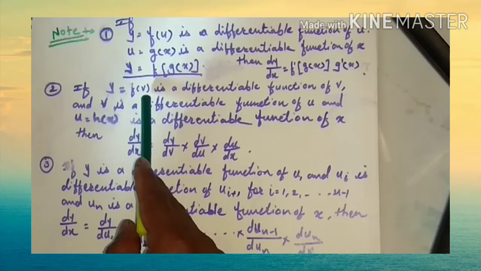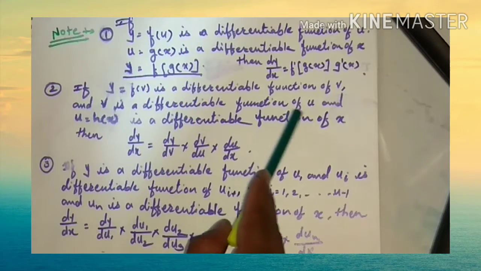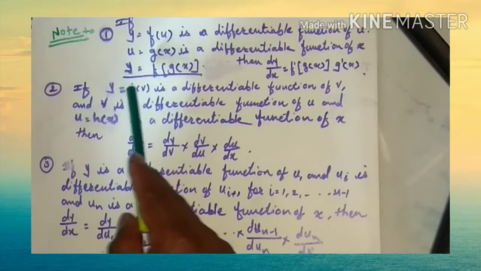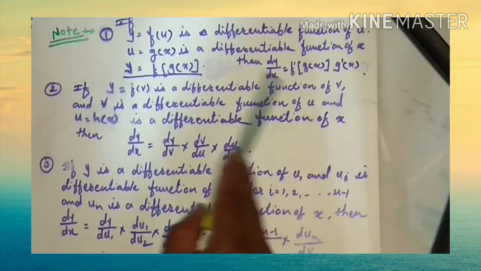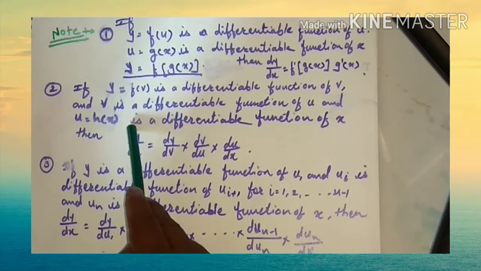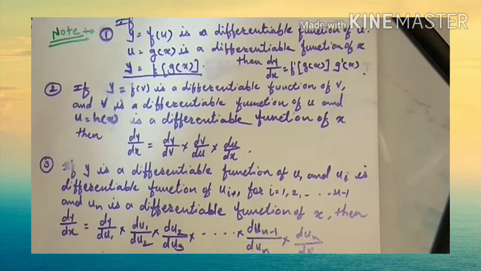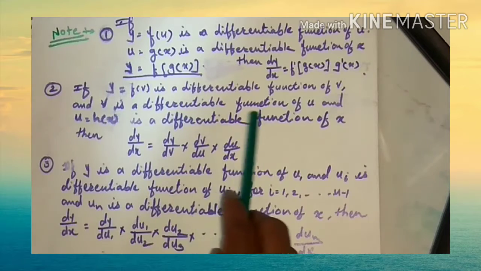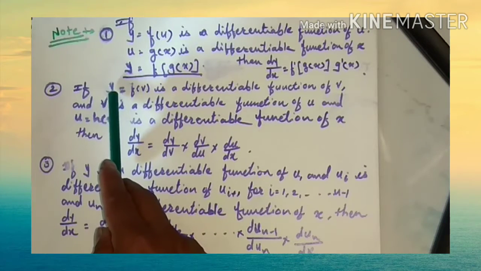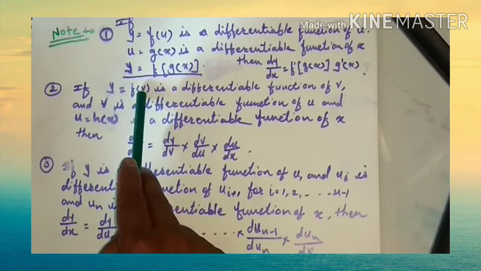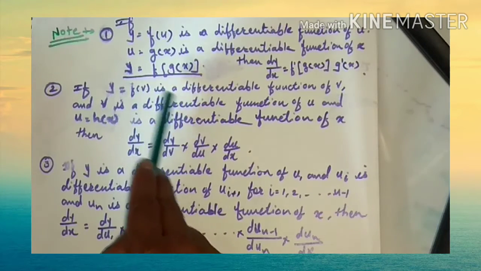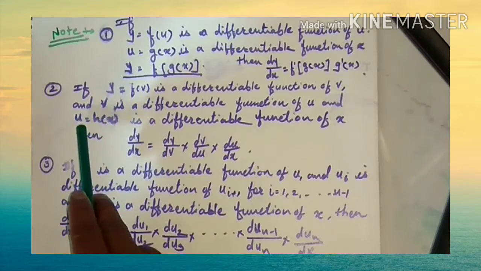If y is a function of v, v is a function of u, and again this u is a function of x. So three functions are involved in this: u, v, and x. In this case, while differentiating y with respect to x by using the chain rule, dy by dx is equal to dy by dv, then dv by du, and du by dx.